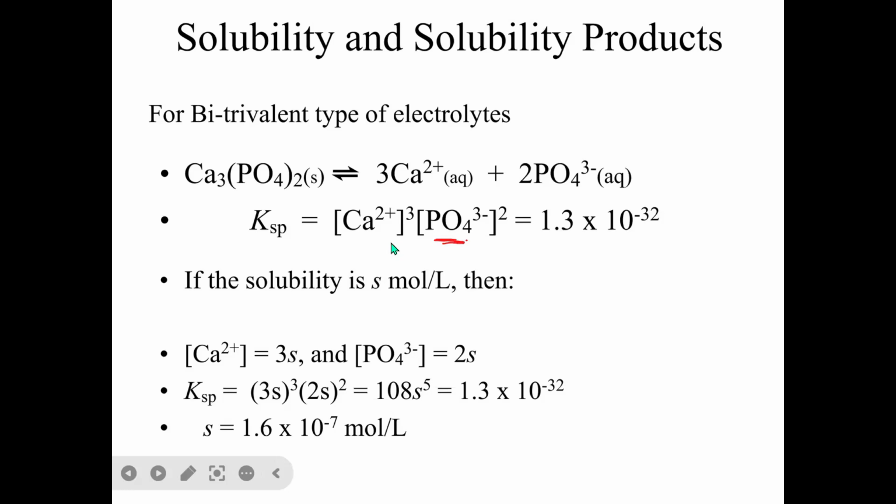So if the solubility is S, how do we do that? Because here is 3, that is why we have 3S, and then here is 2 moles, so that is why we have 2S. Of course the coefficient here is 3, so that is why we have (3S) raised to the power of 3. And the coefficient here is 2, that's why we have (2S) raised to the power of 2. So everything here will now give us 108S raised to the power of 5 is equal to 1.3 times 10 to the power of minus 37. So you now make S the subject of the formula from here, and then we have the final answer as the solubility is equal to 1.6 times 10 raised to the power of minus 7.